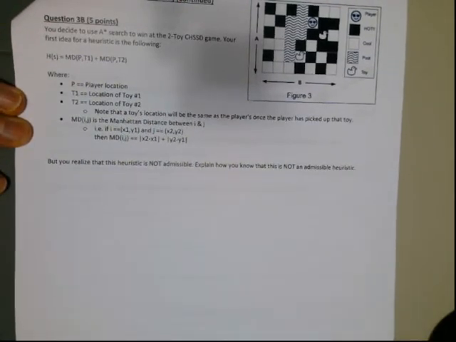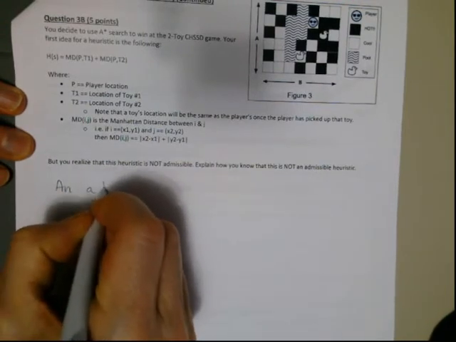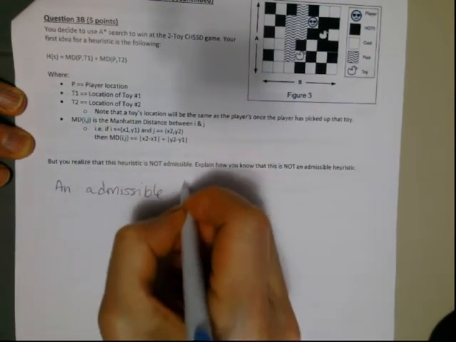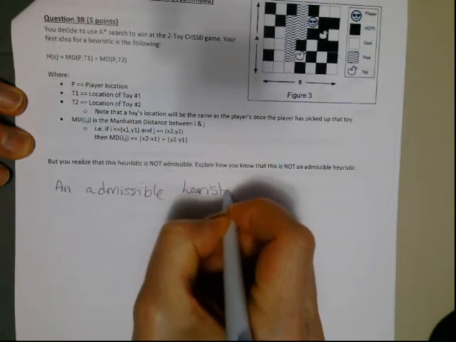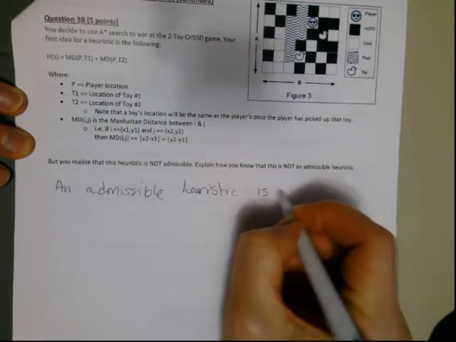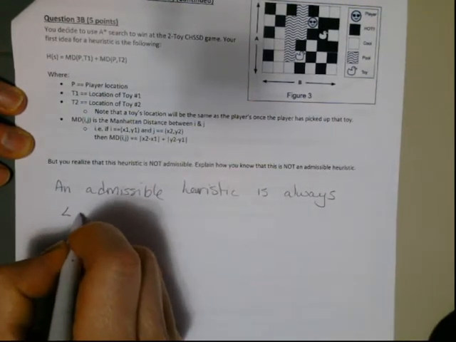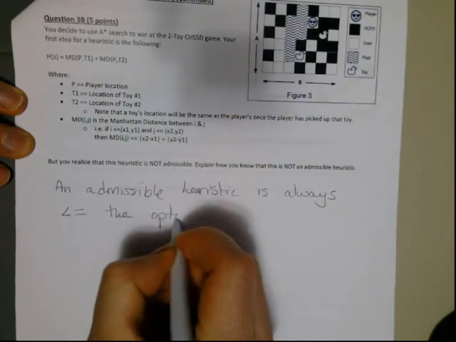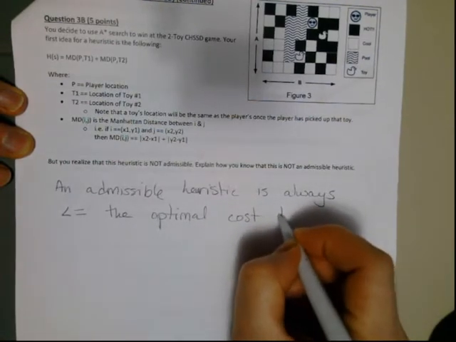And remember that an admissible heuristic is always less than or equal to the optimal cost to get to the goal.